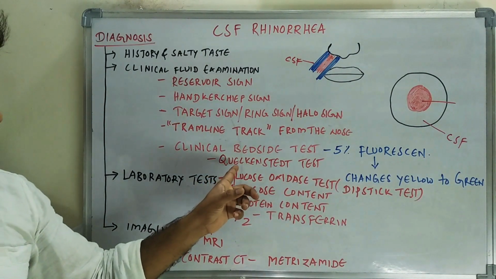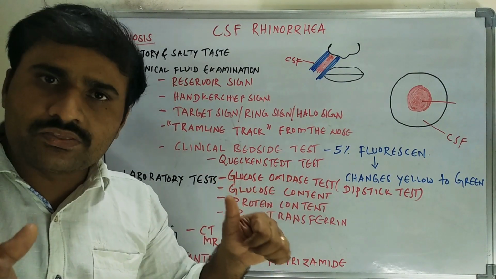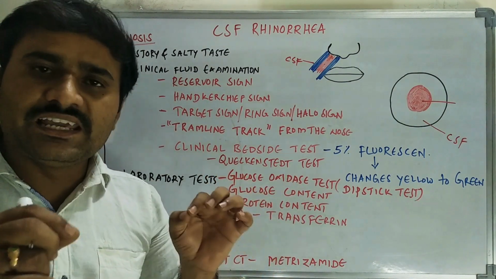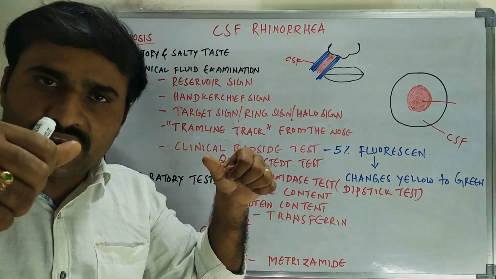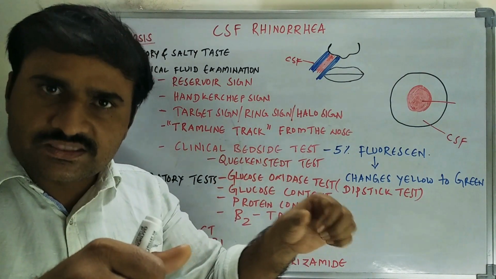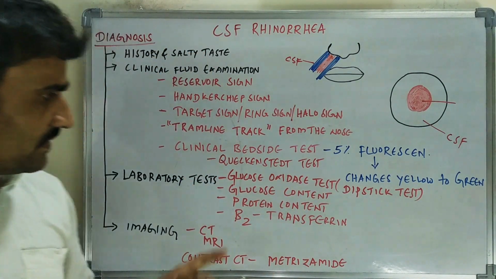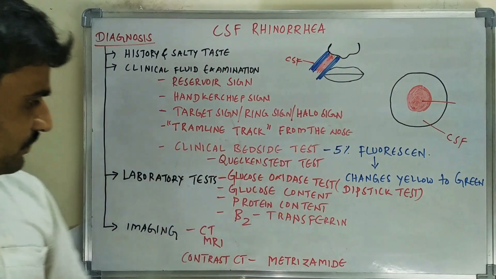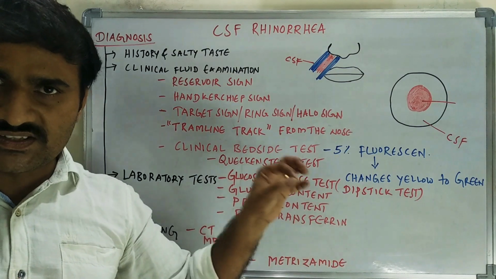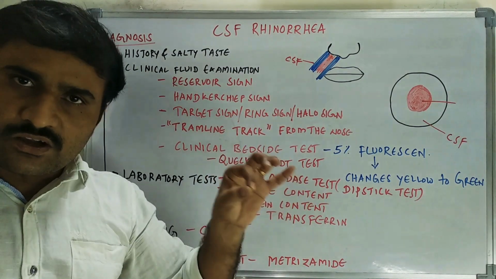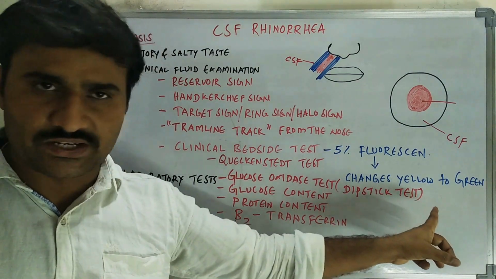Then another one is the Queckenstedt test. This is nothing but pressure on the bilateral jugular veins will increase the rhinorrhea. If you apply pressure bilaterally on the jugular veins, that will increase the discharge of CSF, right? That is called the Queckenstedt test. Then coming to the laboratory test, glucose oxidase test. This is the test to detect glucose in the discharge. This is also called the dipstick test.